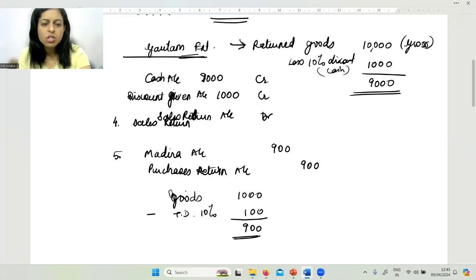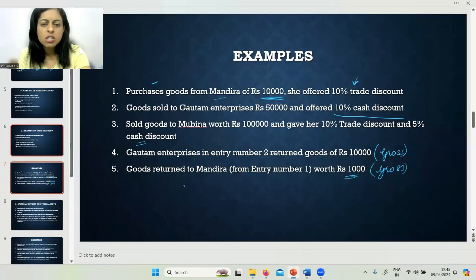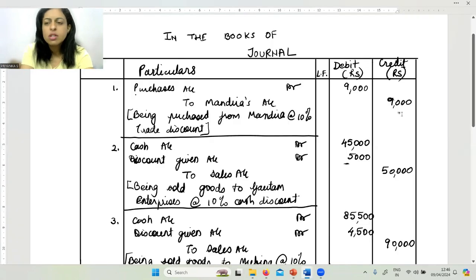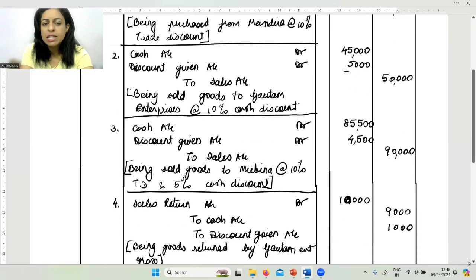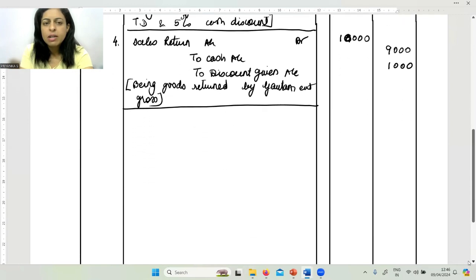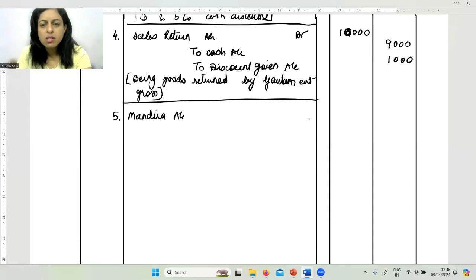So how do I write the purchase return entry? Purchases was debit. So purchase return means goods are going out from the business, so it will be credit. So I am going to write Mandira is the receiver of that goods. Writing Mandira's account debit 900 because this is the amount that she has to give us back to purchases return.